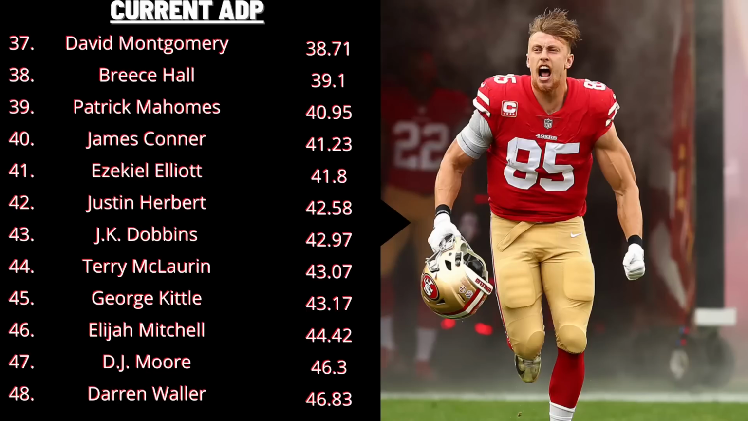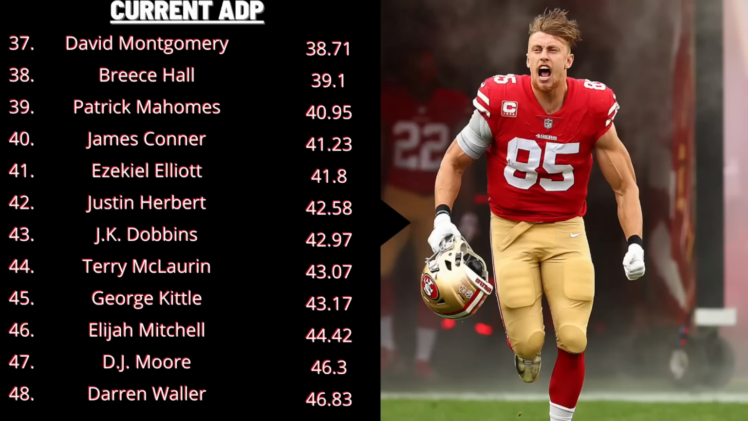dropping back to the 4th round, may end up being his lowest ADP we've seen in quite some time. James Conner at number 40. To see Breece Hall and David Montgomery going over James Conner, kind of ridiculous to me. James Conner's situation has only gotten better, not worse. So to get him in the 4th round after these other guys, that's a smash draft pick right there.